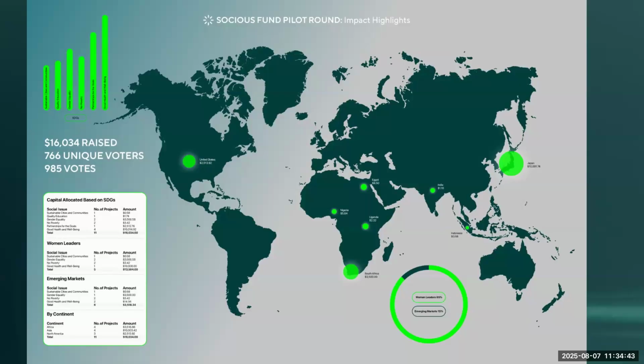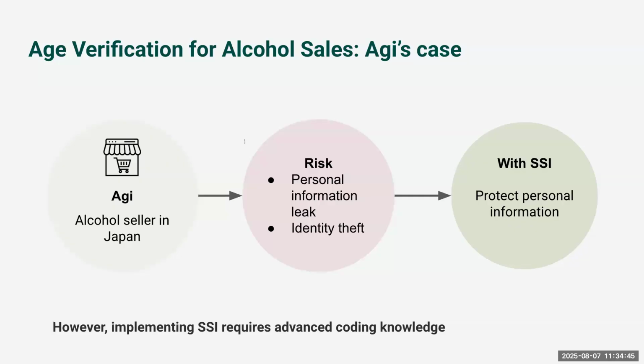Okay, now age verification for alcohol sales. So this is a company in Japan. They sell alcohol. In the past, they had to actually see the ID, the actual ID, driver's license, your passport, etc., to determine whether the customer is at least 20 years old.